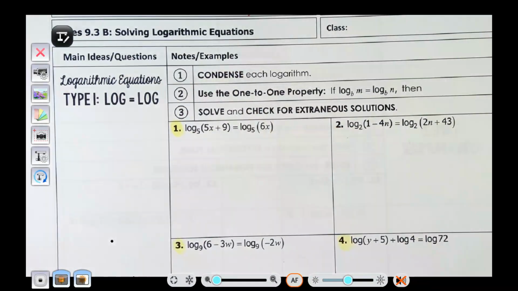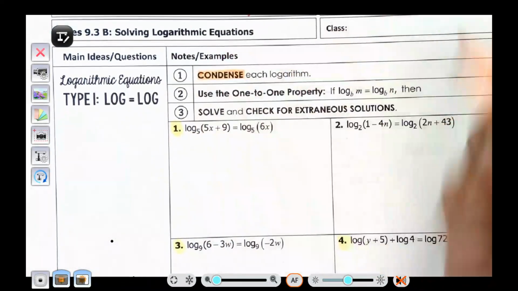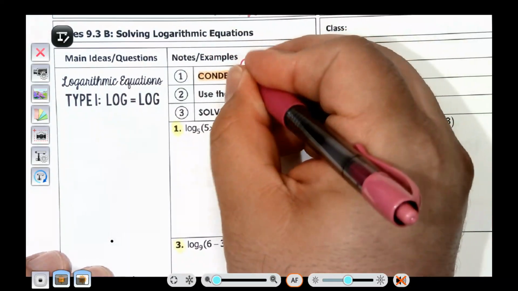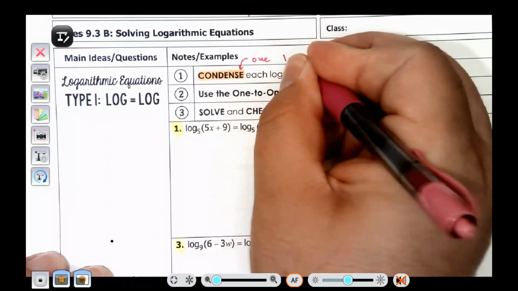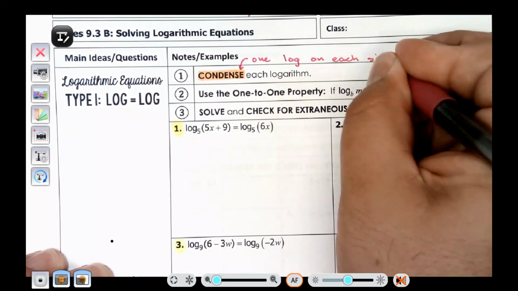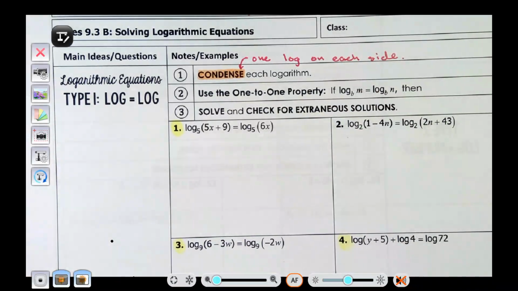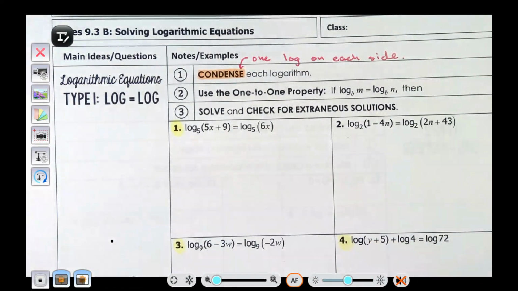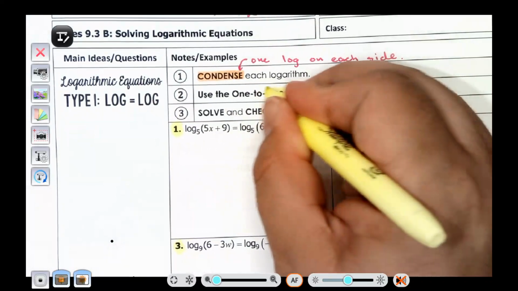But the first thing it does say is you need to make sure that if you're able to condense a logarithm, then you need to make sure you condense it. Meaning we only want to have one log on each side. So that's the first thing. We have to have one log on each side. Then it says, okay, once you do that, you can now use the one-to-one property here.